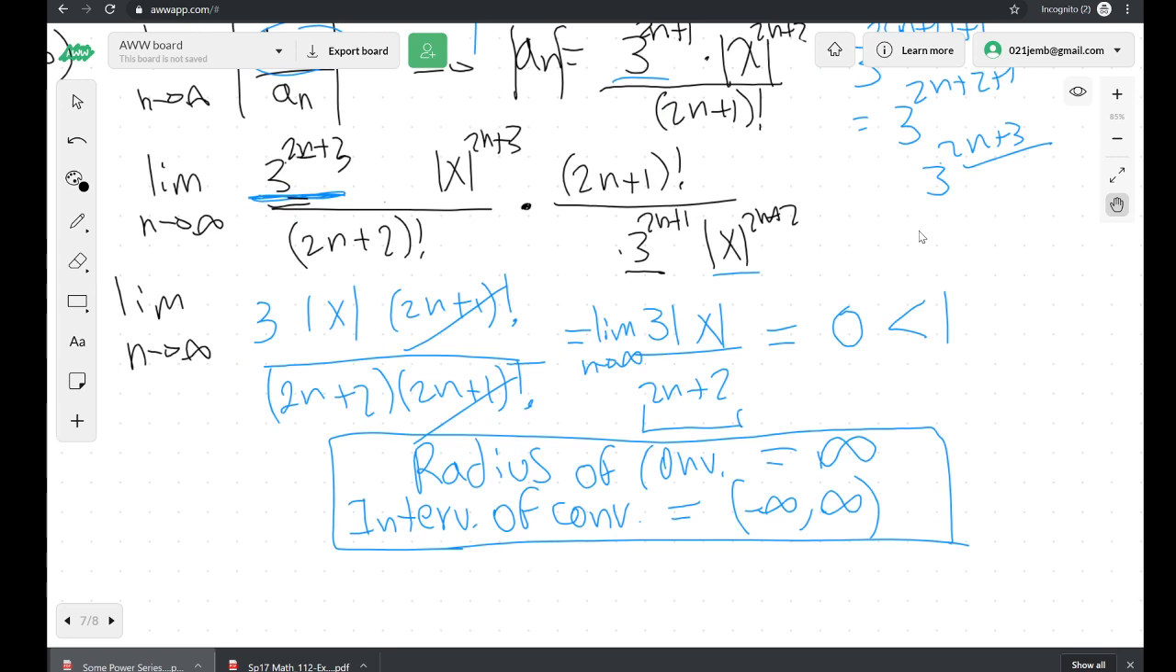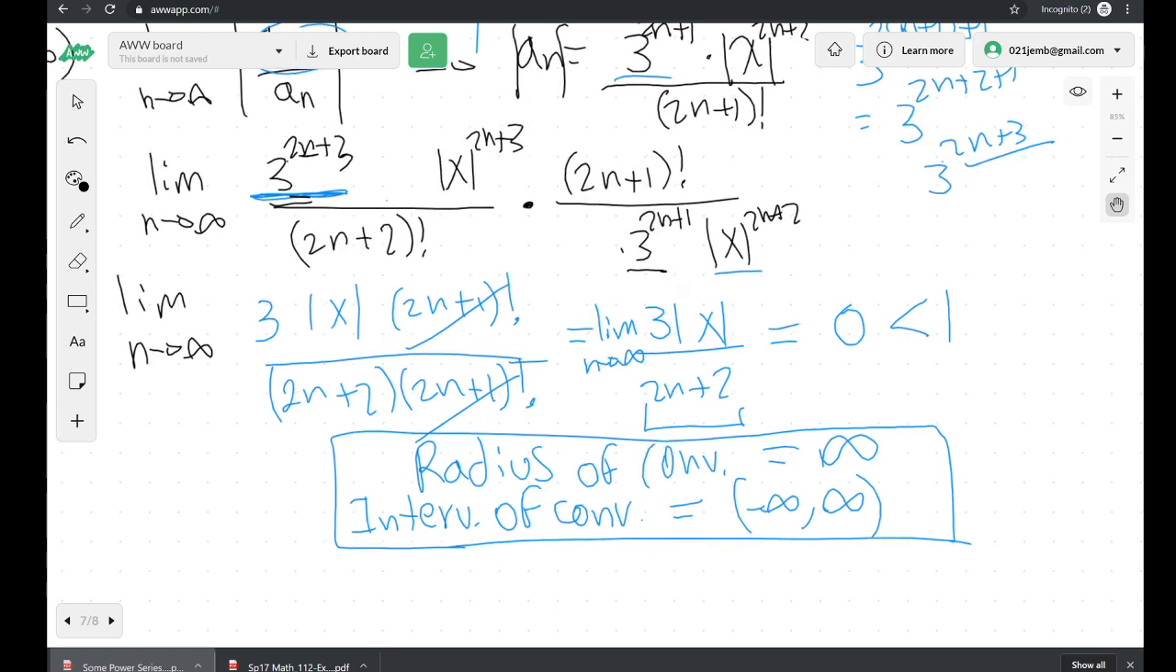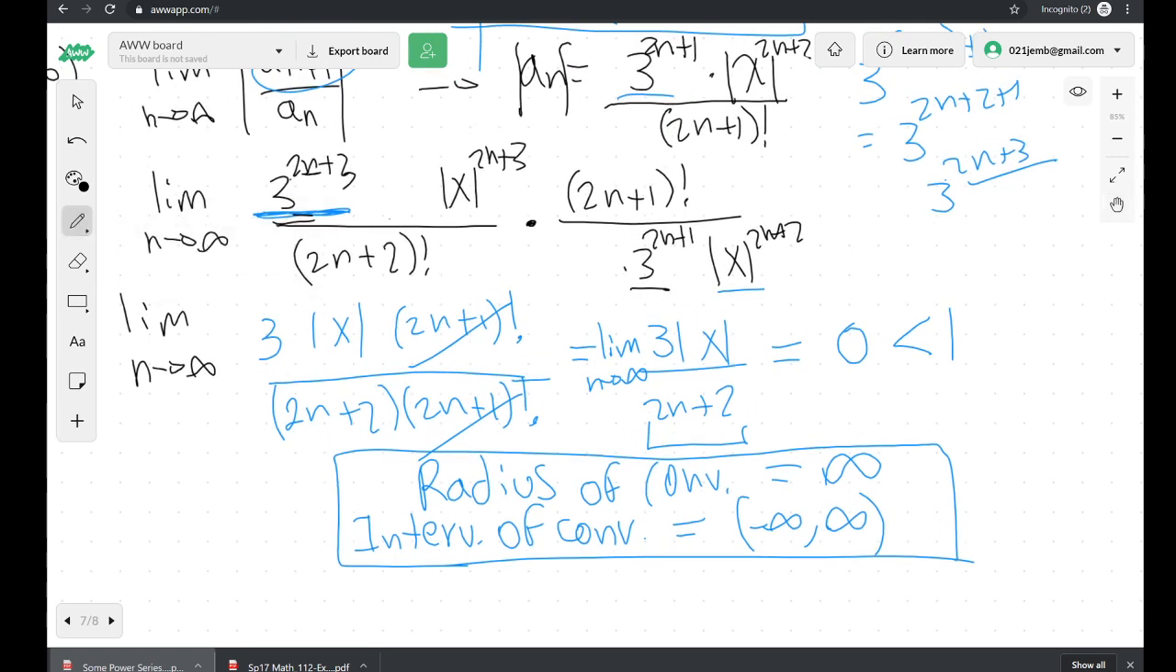So this will simplify as 3 squared times the absolute value of x divided by 2n plus 1 plus 2, and that goes to 0. And because it's less than 1, it's irrelevant, but that could cost you some points. So that's infinity. The radius is infinity, and the interval of convergence is from negative infinity to positive infinity. Okay, so the next questions.